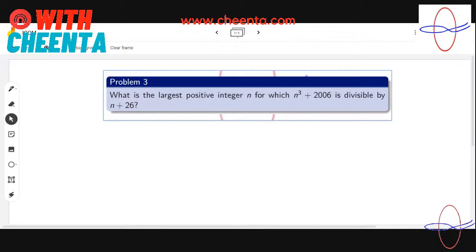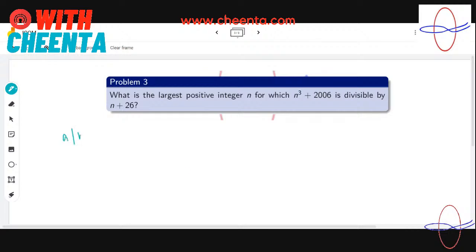Okay, so this problem is really easy. Let me solve this problem. It's a basic number theory problem. So try to understand this. By the way, let me show some definition. A divides B means that B is a multiple of A.